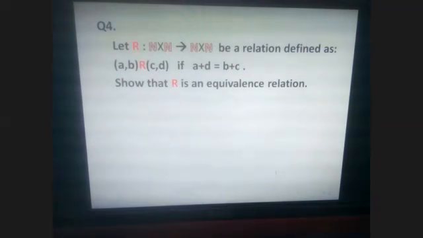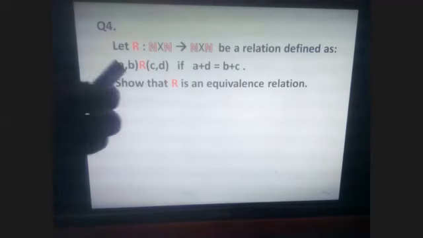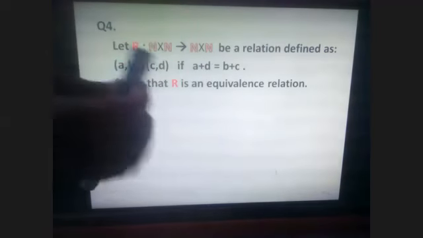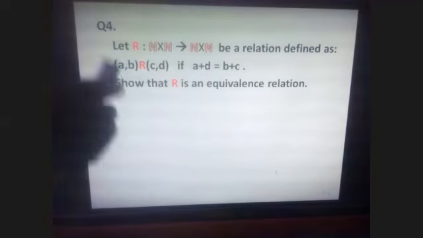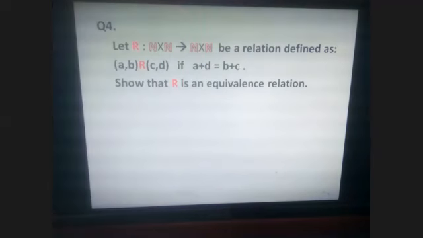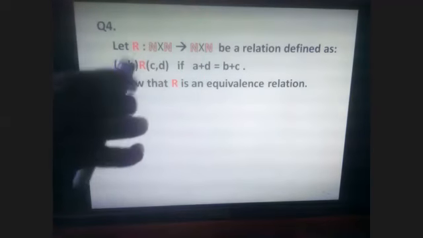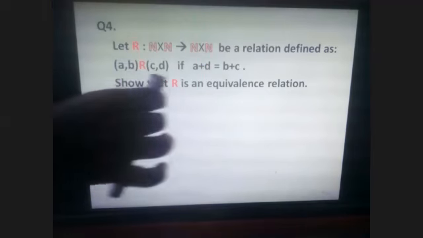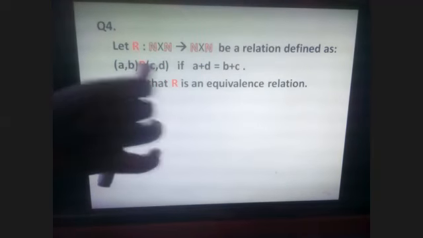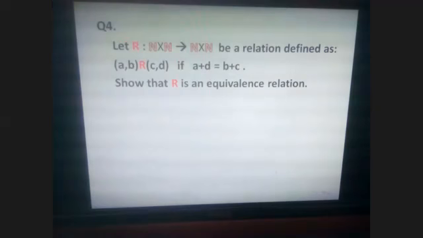This is a relation not from N to N, but from N cross N to N cross N. Remember, the domain itself is N cross N. That means the domain itself is A cross B. So the domain itself consists of ordered pairs. The codomain also consists of the same ordered pairs. Instead of A related to B, I had to say (A, B) related to (C, D). The definition given is (A, B) related to (C, D) if A plus B equal to B plus C.